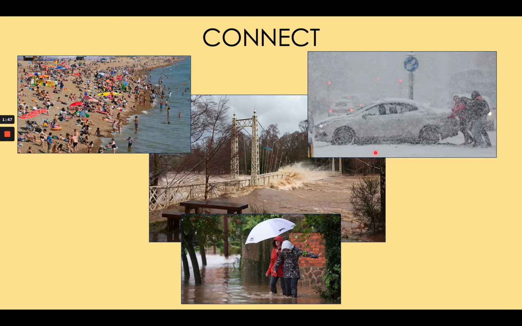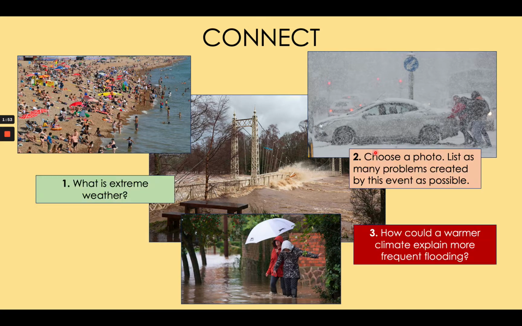Here are the pictures. These pictures are all examples of extreme weather. So, what do you think it is? Then choose a photo and list as many problems as you can think of. And finally, how do you think climate change could explain this and this?